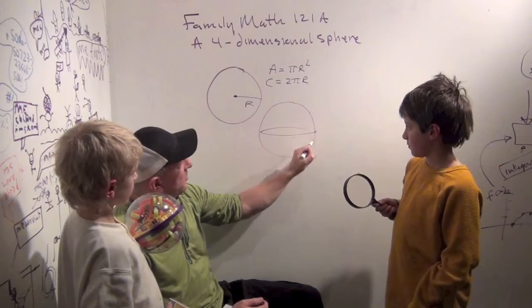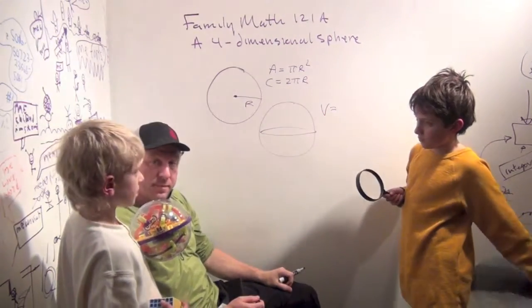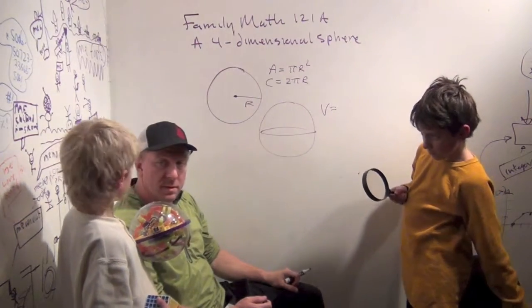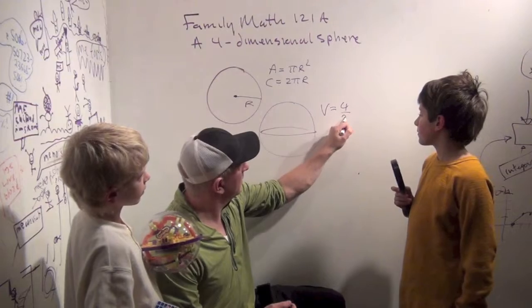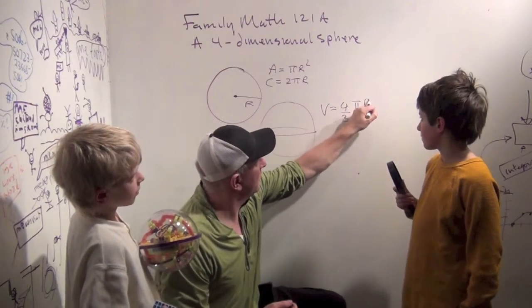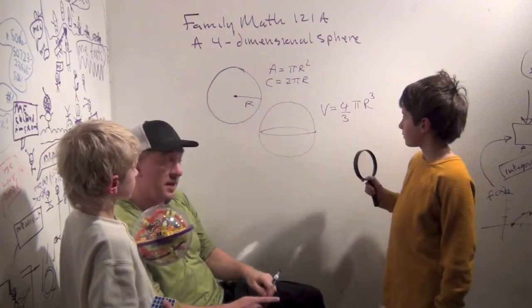Yeah. Do you remember what the volume of a sphere was? I don't think so. Do you remember? No. It was 4/3 pi times the radius cubed. Oh, yeah. Cool. Okay, and do you remember how we found that volume?